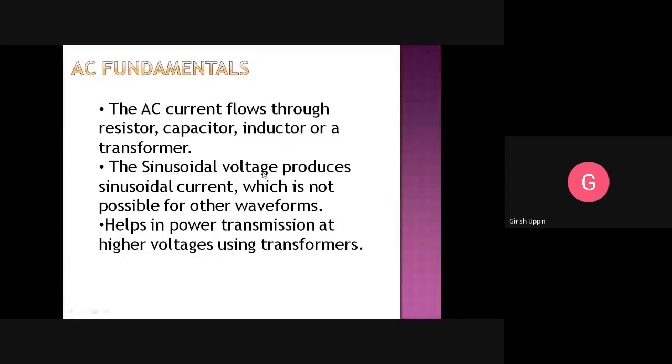But AC can be used for resistor, capacitor, inductor, and also for the transformer. Sinusoidal voltage produces sinusoidal current, which is not possible for other waveforms. This is the most important aspect of the sinusoidal waveform. Whenever we apply a sinusoidal voltage, it will definitely produce a sinusoidal current. This is not true for other waveforms.